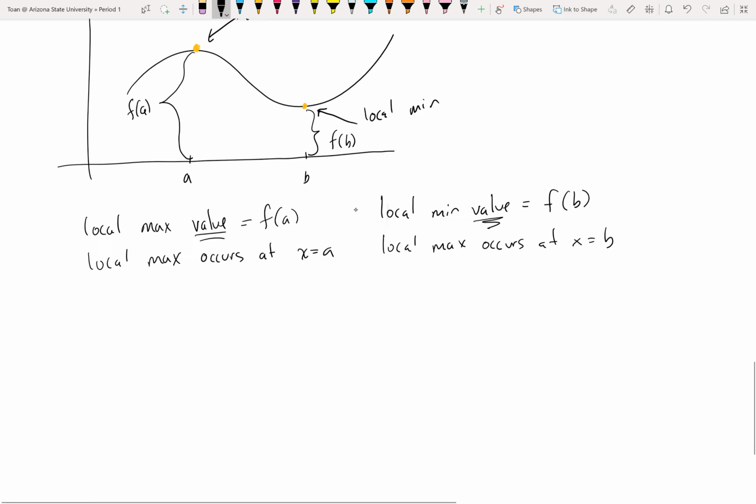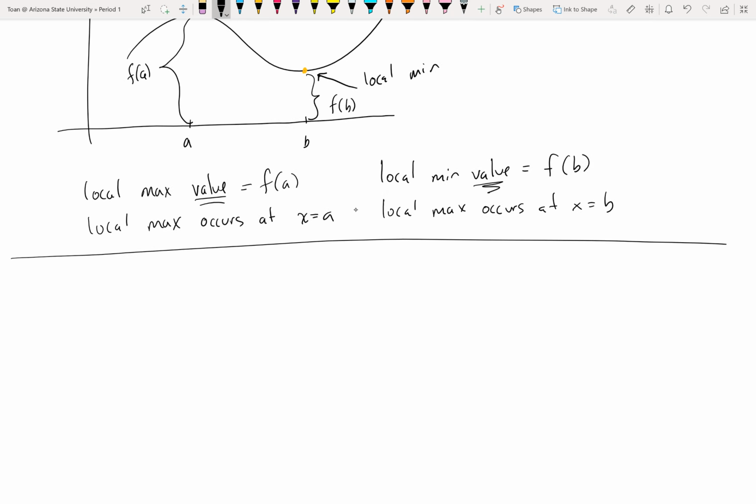So let's just do a quick example here. Find the local extrema of f of x equals x cubed minus 8x plus 1. Right? That's a cubic function. We could technically graph it by hand, but yeah, we have technology for it. Plus, I want to find the local max and mins. We need technology for that.